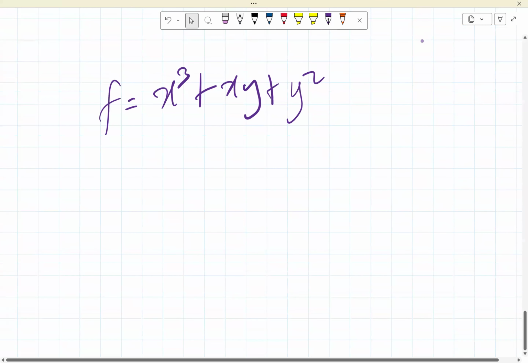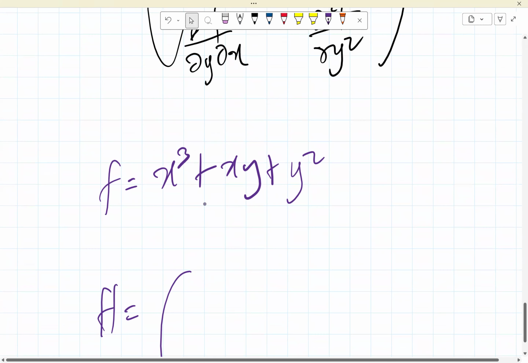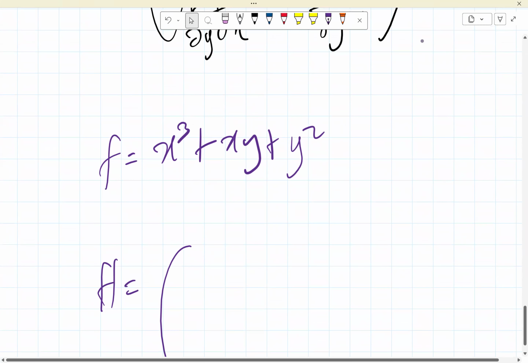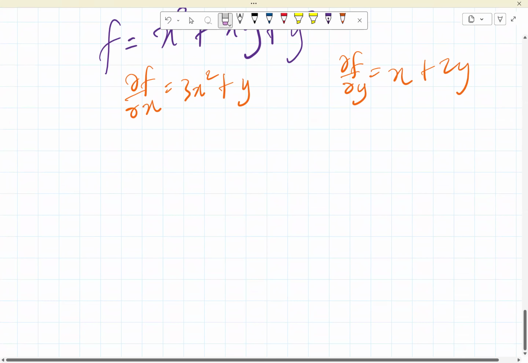To get the Hessian for this, first we get all the second partial derivatives. This is partial f partial x: differentiate with respect to x, that's 3x squared plus y. Then partial f partial y: y here means x, and this is 2y. Let me remove this so we can fix up everything at the end of the day.